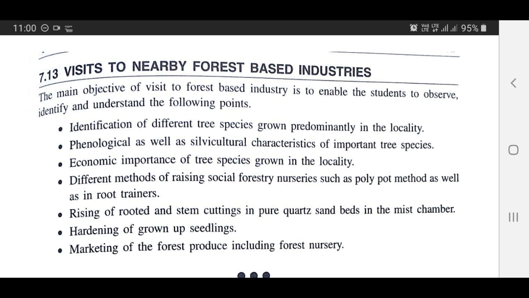So students should be familiar with all these forest based products also, their forest based operations also. This is the aim of this exercise, so that students should be aware about their forest products, their forest plantations in their locality.